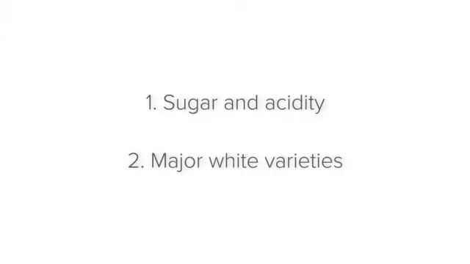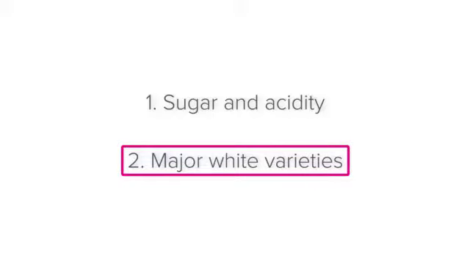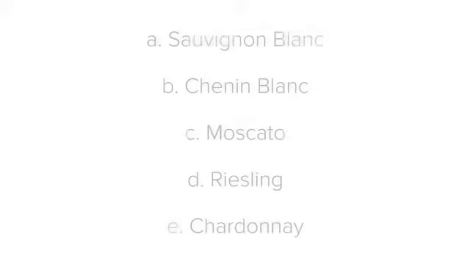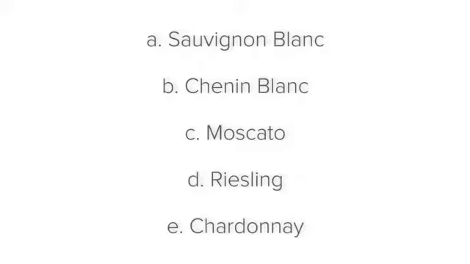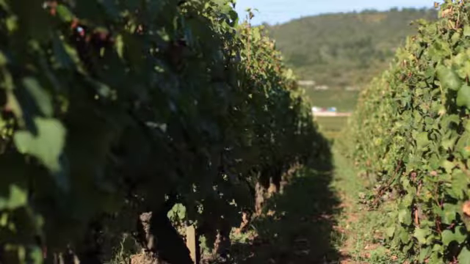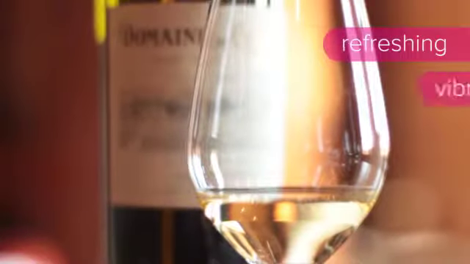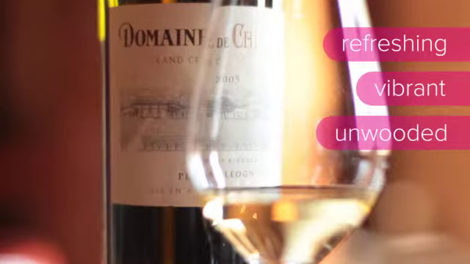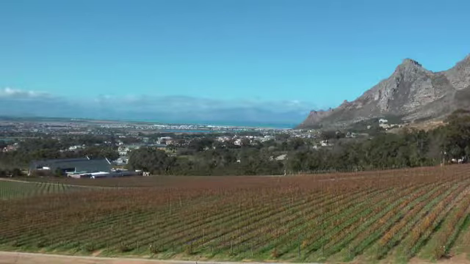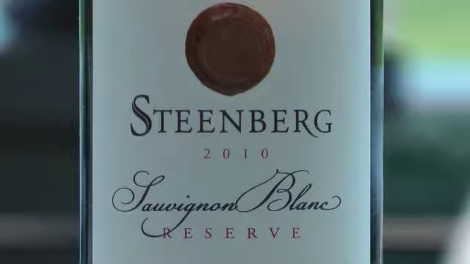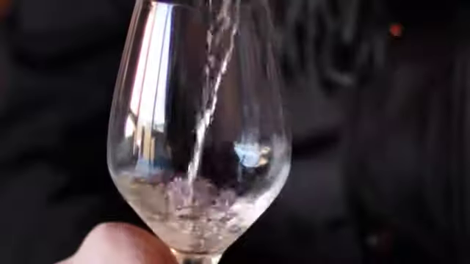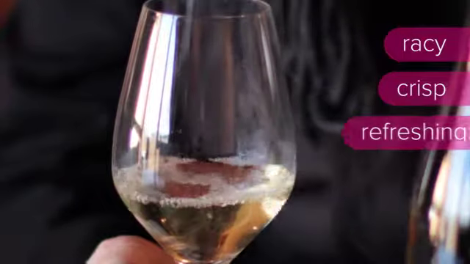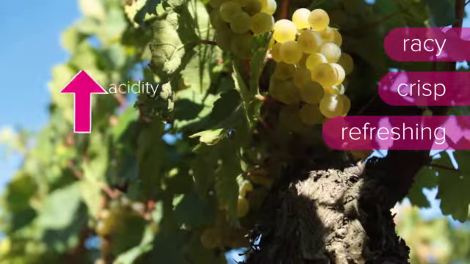Now let's look at some major white varieties. Sauvignon Blanc, Chenin Blanc, Moscato, Riesling and Chardonnay. Let's start with Sauvignon Blanc. Sauvignon Blanc is the world's favorite refreshing and vibrant unwooded white wine. Typically, Sauvignon Blanc has the aromas of green fruits and vegetables and is often described as racy, crisp and refreshing because of its high acidity.